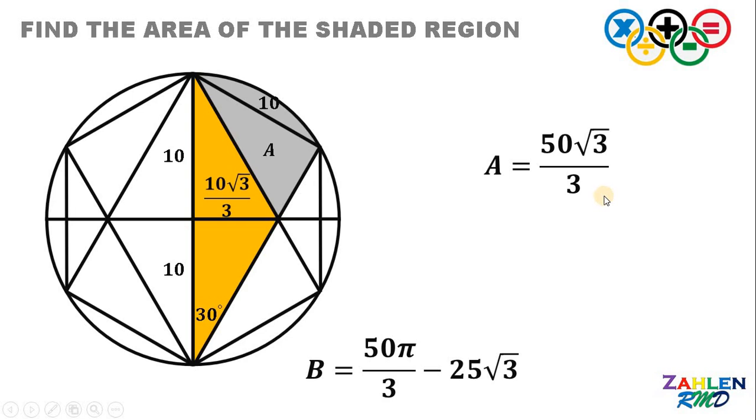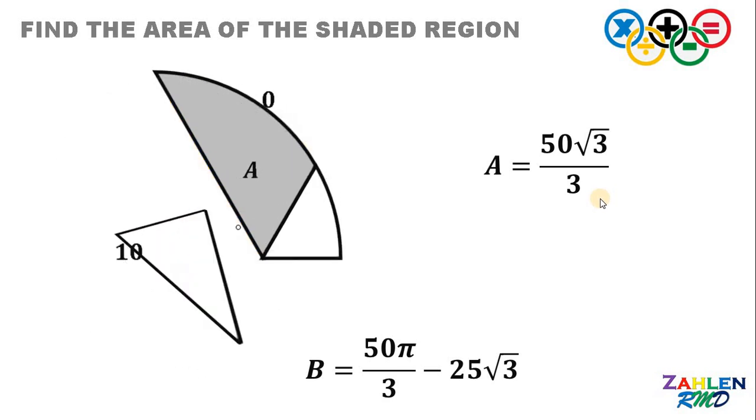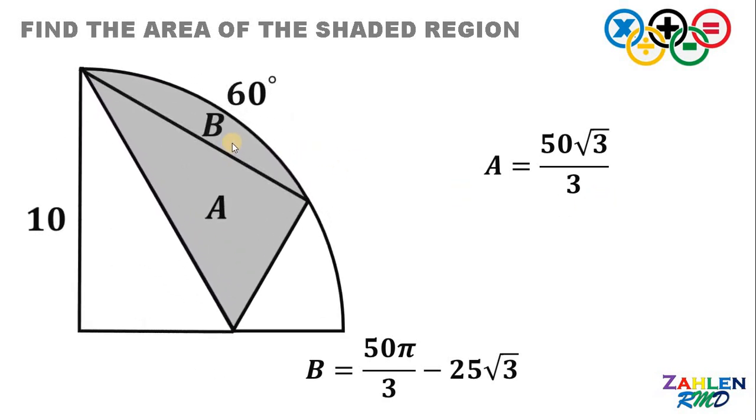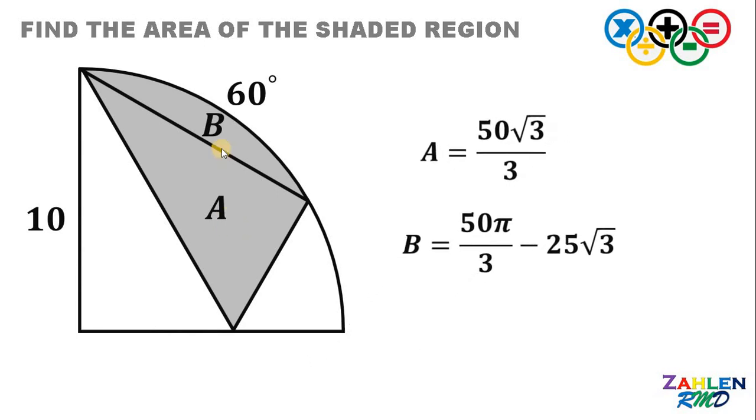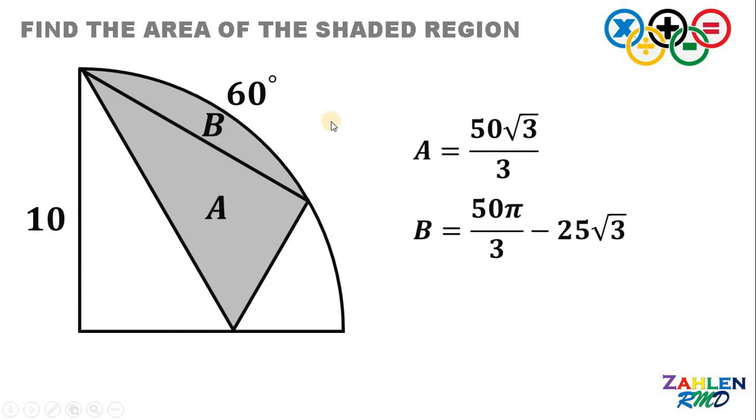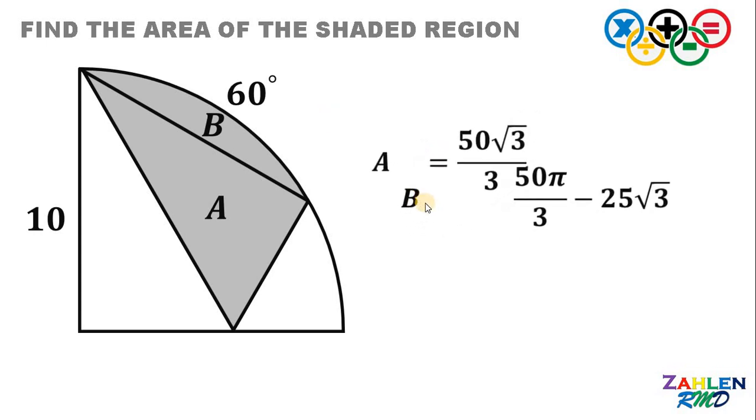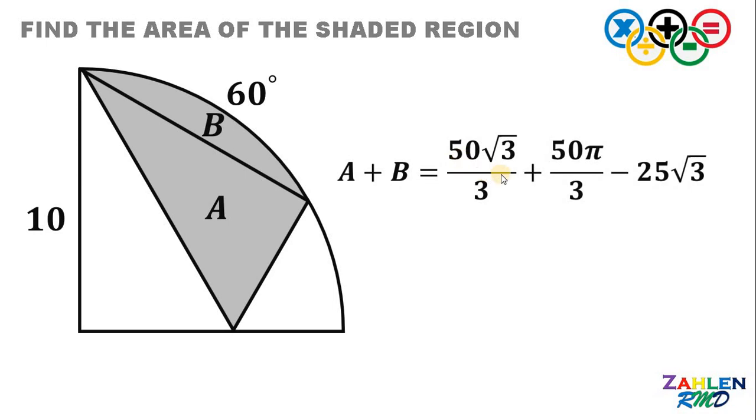Now, take note that our goal in this question is to find the area of this shaded region, which is equivalent to the region A plus the region B. So, what we're going to do is to add the region A and region B. So we have 50 times square root of 3 over 3 plus 50 pi over 3 minus 25 times square root of 3. Now let's simplify this area a little bit.